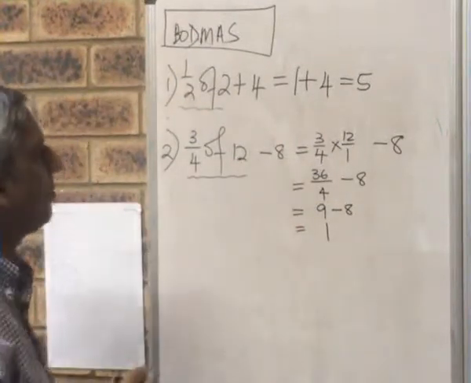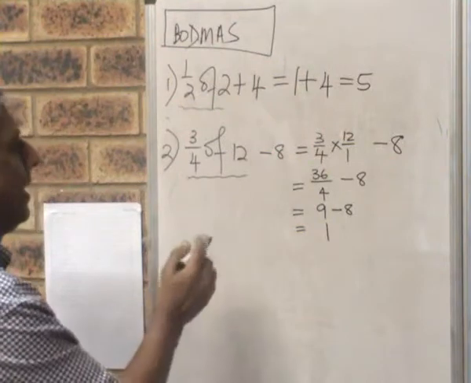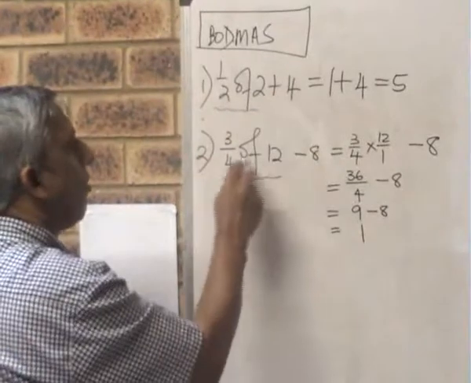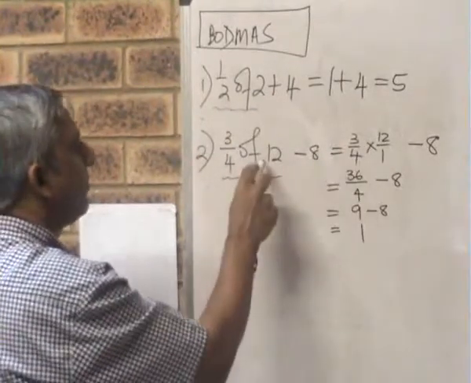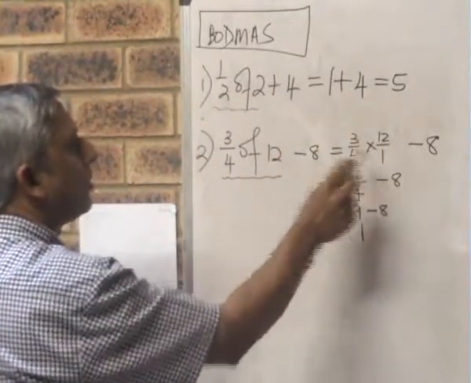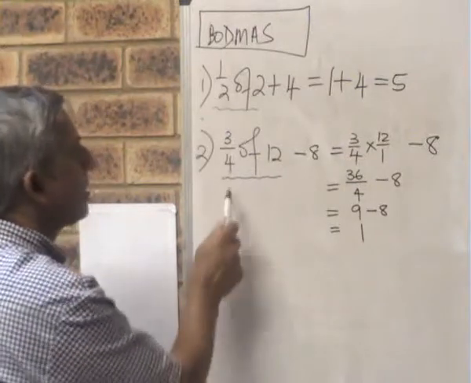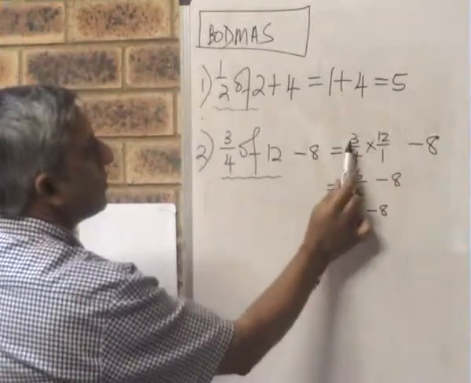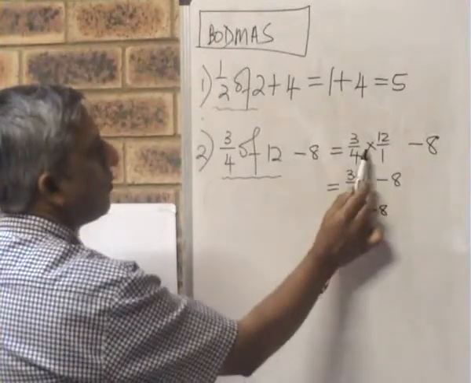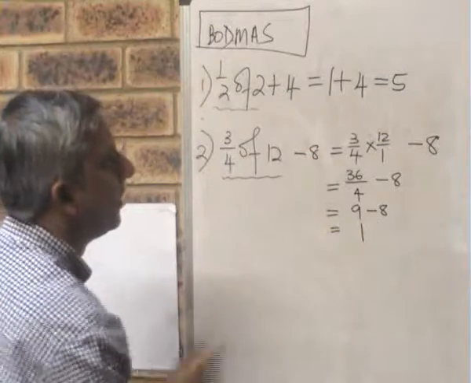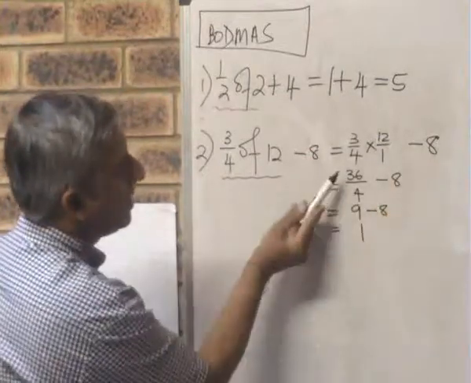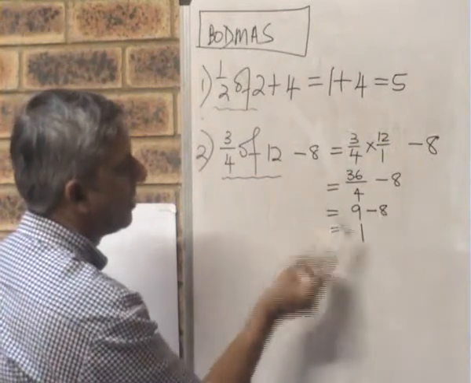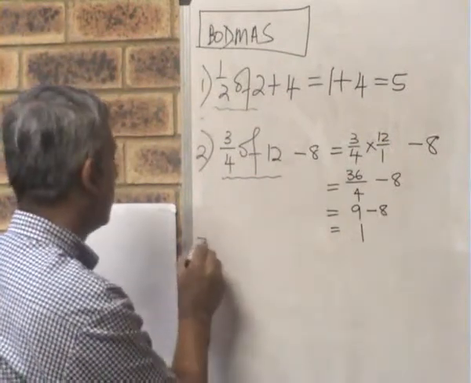Remember to do your work step by step and to always check your work. So if I have to check this, 3/4 of means multiply, yes. 12 can be rewritten as 12/1. Now I must do the of first, so I'm multiplying here first. So 3 times 12, 36. 4 times 1, 4. Minus the 8. 36 divided by 4 gives me 9. 9 minus 8 is 1. So that's your final answer.